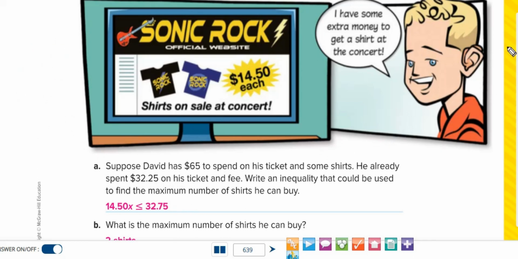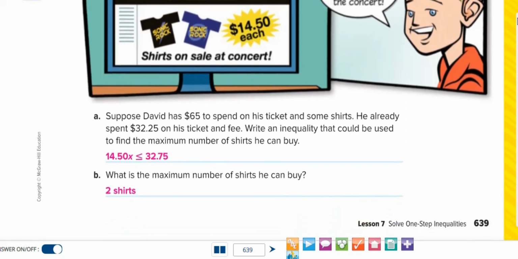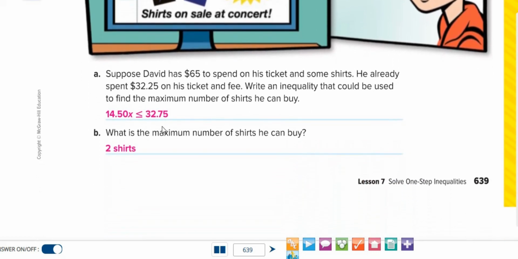Now, let's see problem B. What is the maximum number of shirts he can buy? Of course, we will divide. To know the maximum number of shirts means to know the x. How can we know the x? You will divide here by 14.50. Also, you will divide here by 14.50.